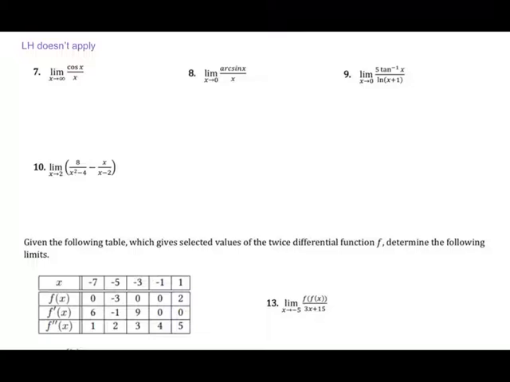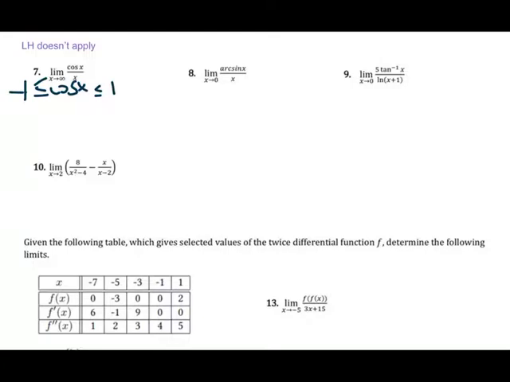So we can't use L'Hopital's rule, but we can use that idea of what's happening with cosine as it approaches infinity. So what did we just say? We just said that as x approaches infinity, we're really trapping cosine between -1 and +1. So we can say that -1 is less than or equal to cosine of x is less than or equal to 1.